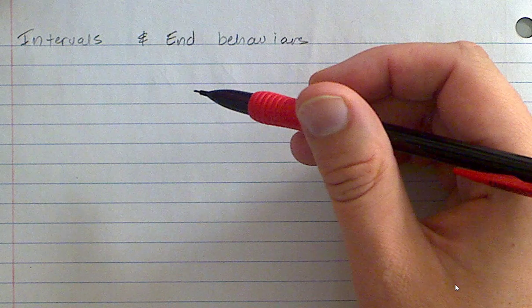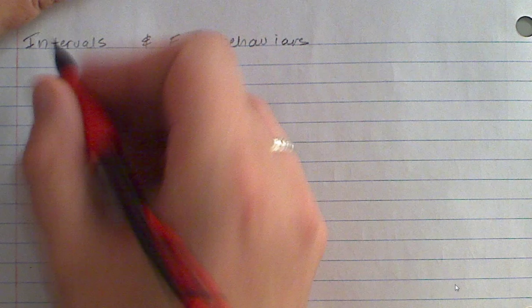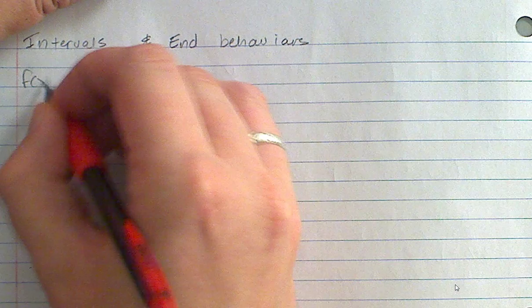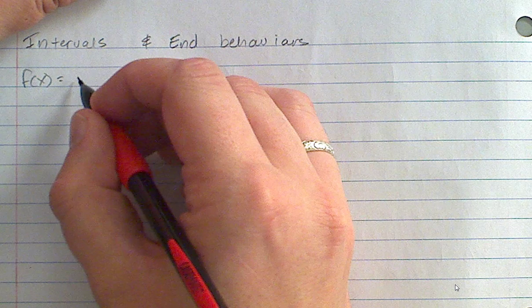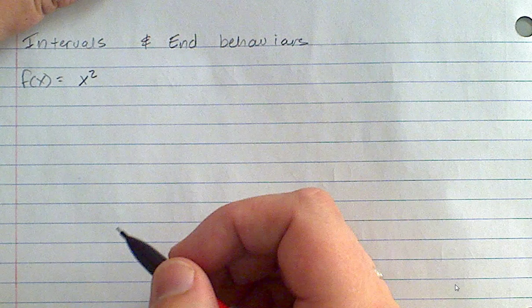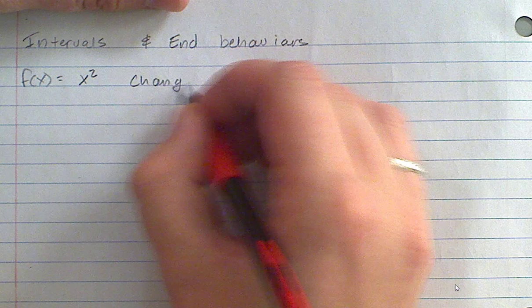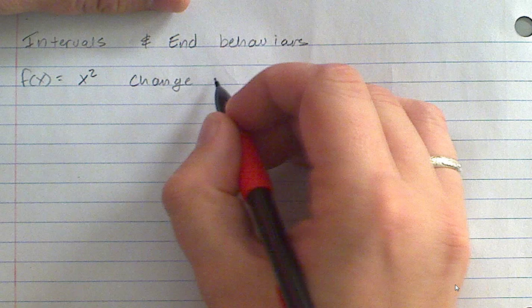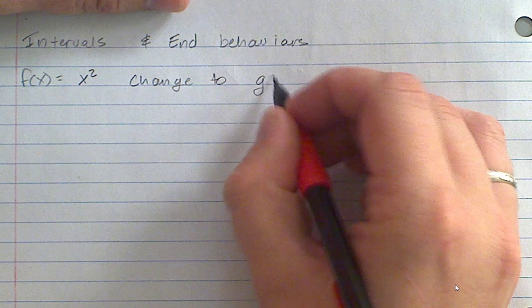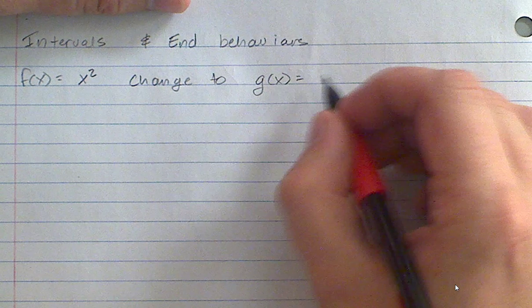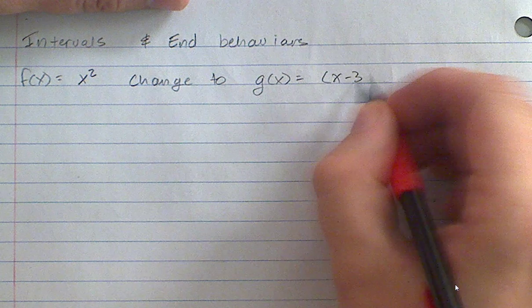Okay. So, part of what we're going to be talking about, like I said, is looking at those key features from your parent function worksheet, how those change when we start moving stuff around. So, we're going to start with our good old friend, the quadratic function. We'll say we've got some function f of x equal to x squared. And I'm going to change this so that it is translated from the original. So I'm going to change it to some new function. I'll call it g of x, which is going to be (x minus 3) squared plus 5.